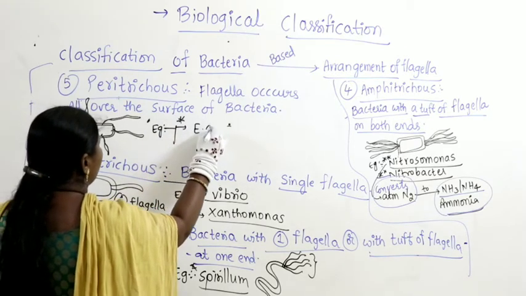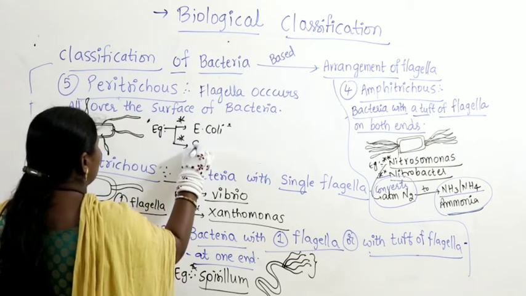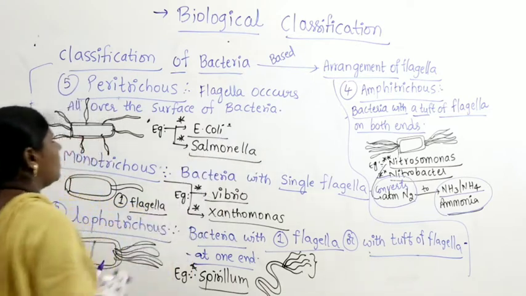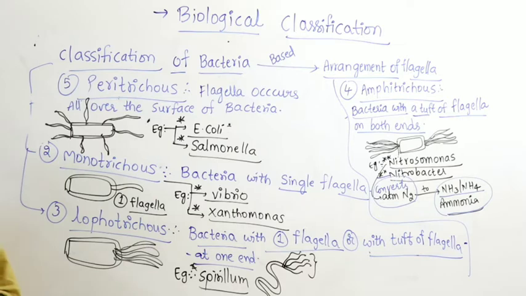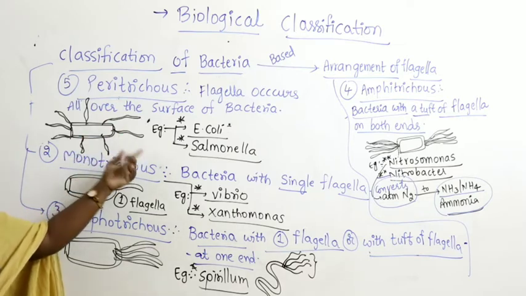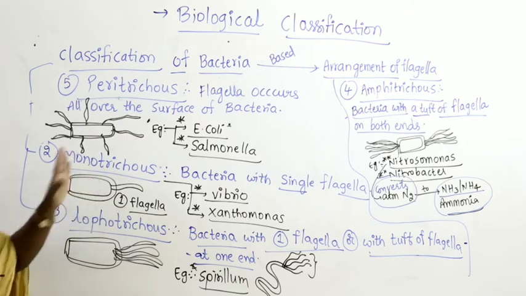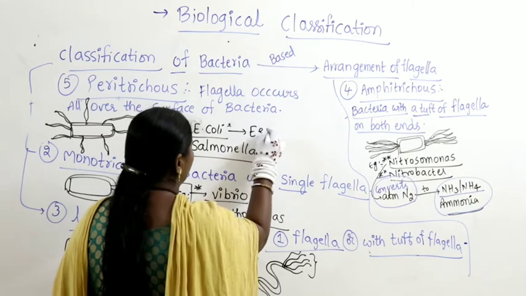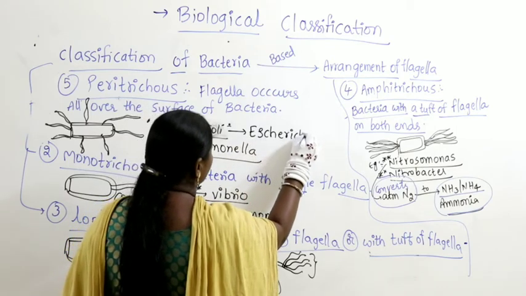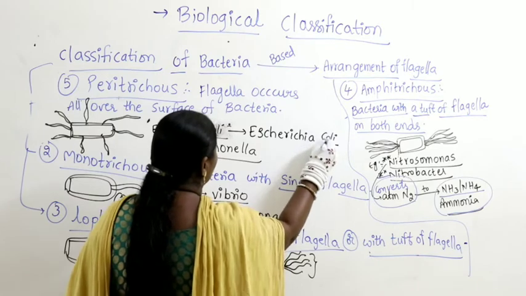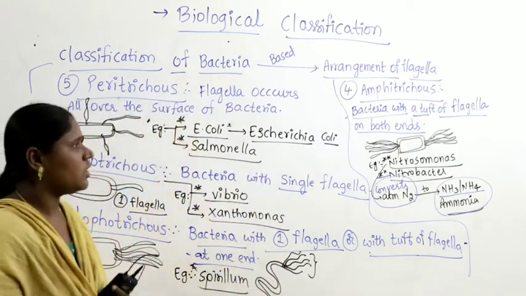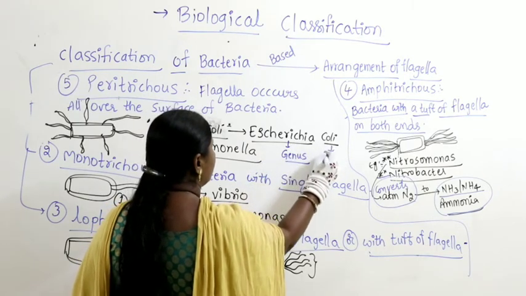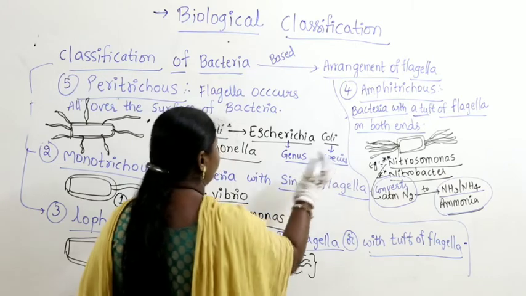Now let us take examples for Peritrichous. So you can take E. coli as well as Salmonella. Okay, so what are the two examples we have to remember? E. coli and the other one is Salmonella. What is E. coli? E. coli is called Escherichia coli. What's the meaning of this? Escherichia is a genus name and coli is a species name.